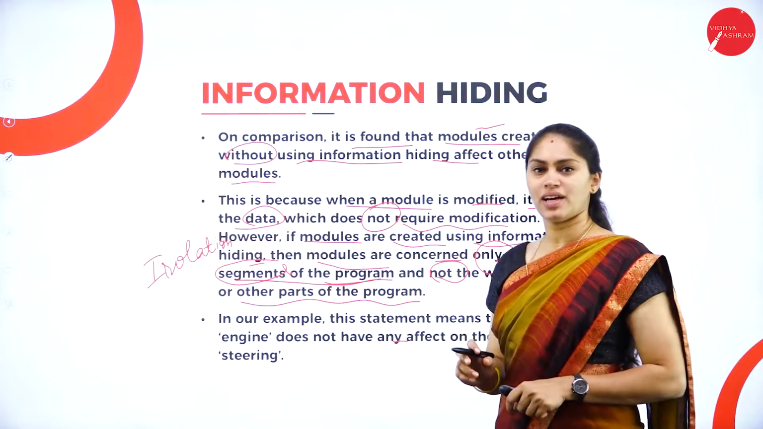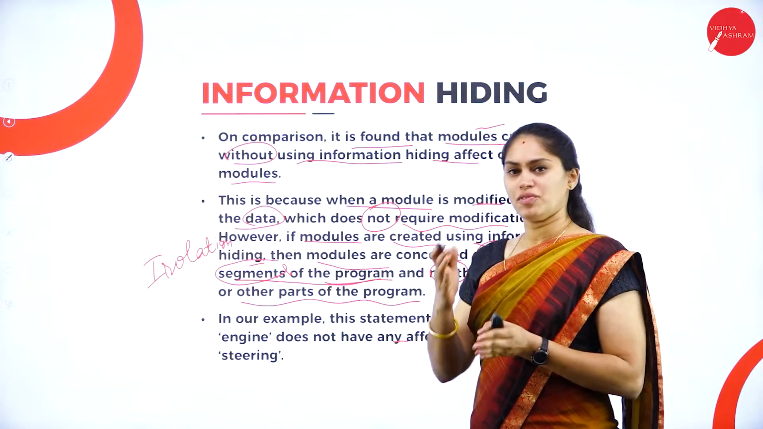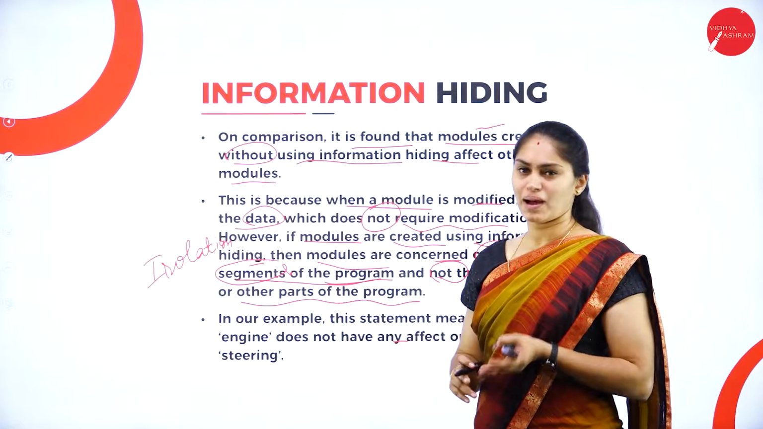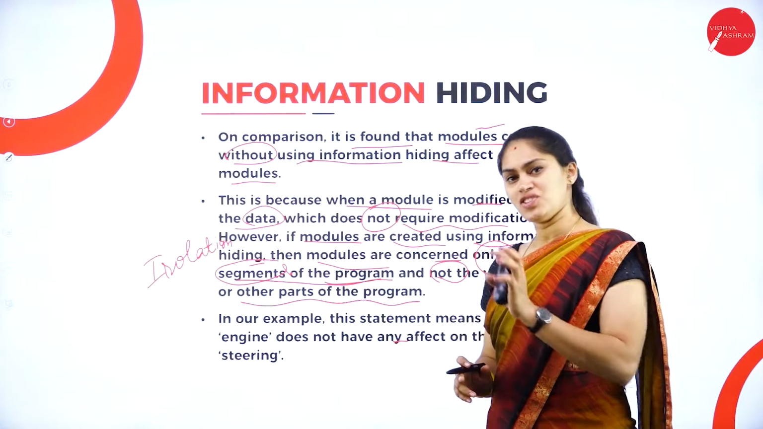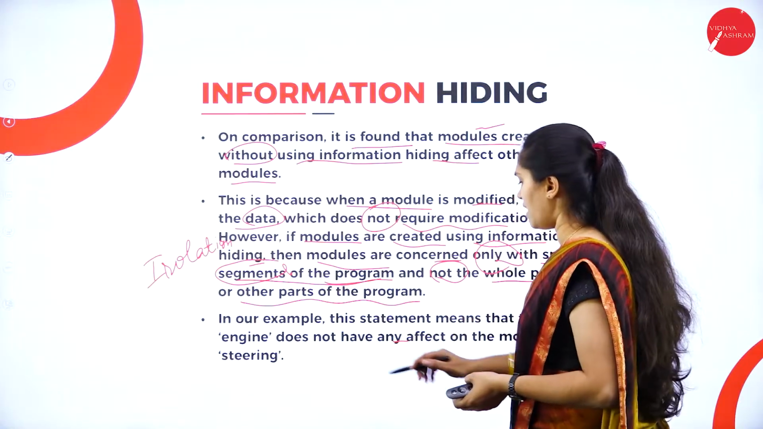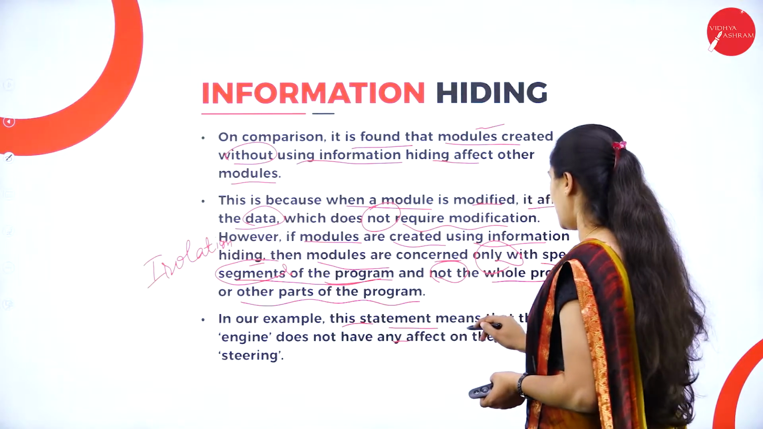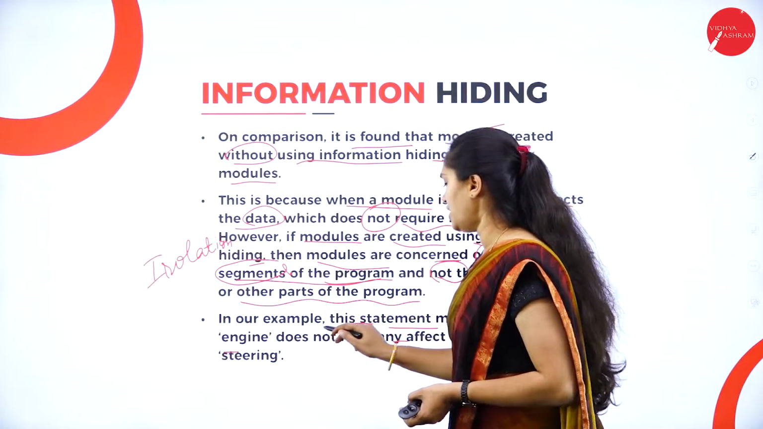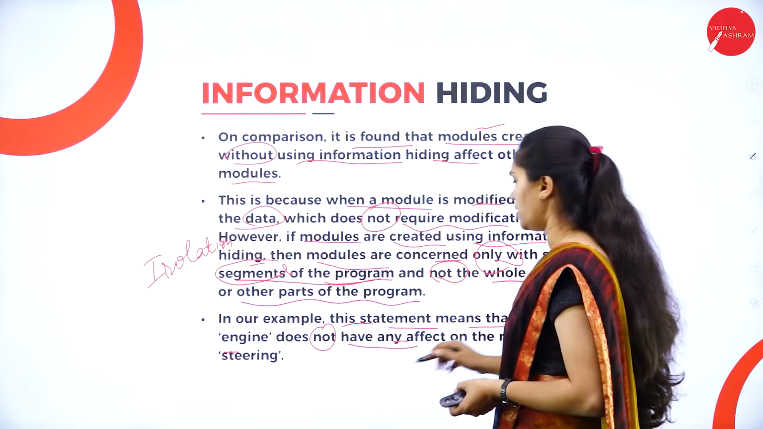With respect to our car example, if we have front part, middle part and final part, instead of that, if we have an engine and steering, how will it be helpful? In our example, this statement means that the engine module does not have any effect on the steering module.